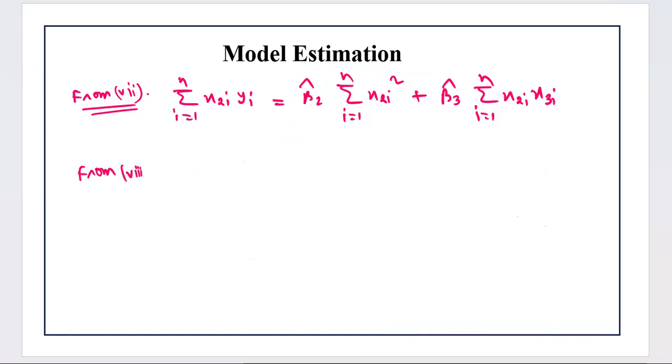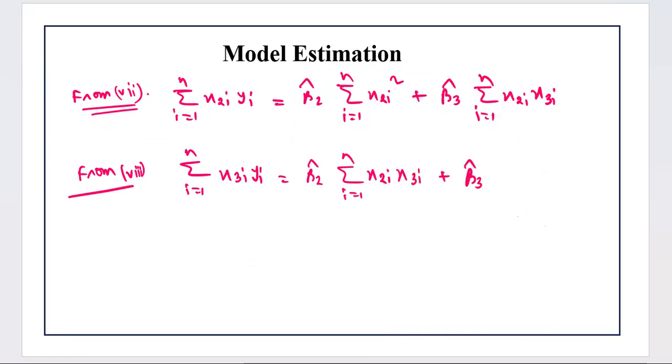From equation 8, this will be simply summation i from 1 to n x3i yi, and here you have beta 2 cap summation i from 1 to n x2i x3i plus beta 3 cap summation i from 1 to n x3i square. So let's call this equation 9. And let's call this equation number 10.